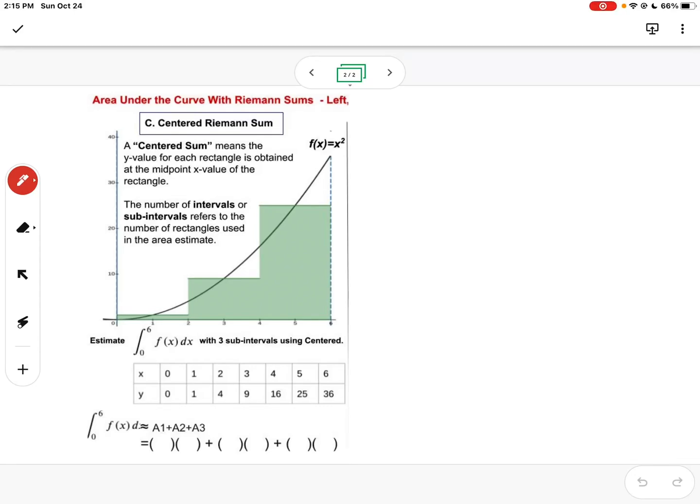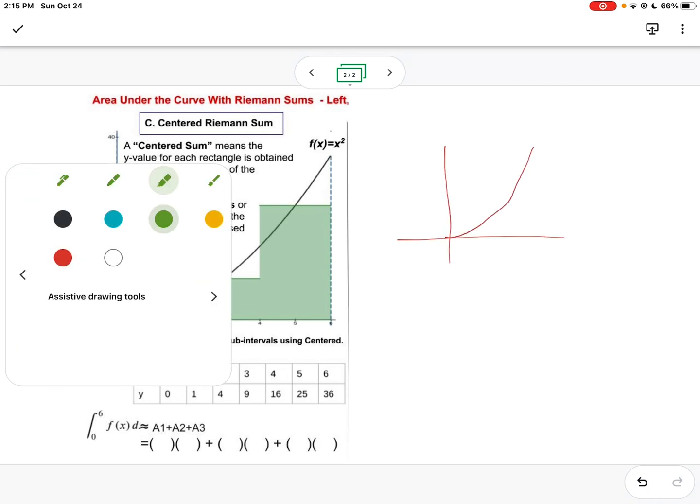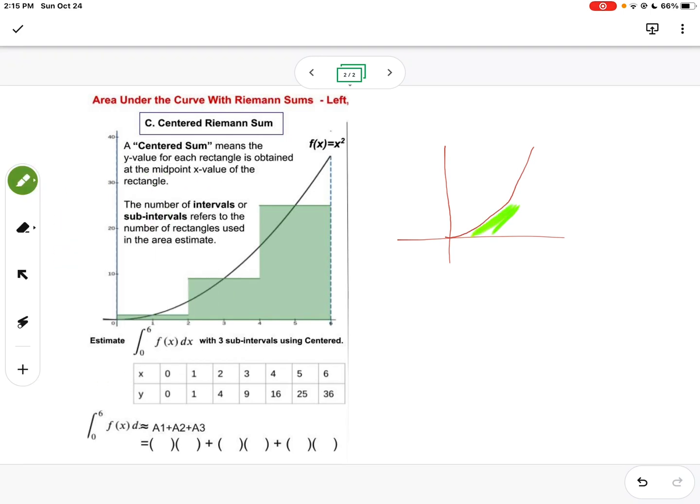This is video 3 in a series of 4 videos to help you learn how to calculate Riemann sums, which is really just an estimate of the area under the curve, right? So our curve for this one is y equals x squared. If I truly wanted to get the area under the curve, the perfect area under the curve would look something like that, right? That would be the perfect area under the curve.